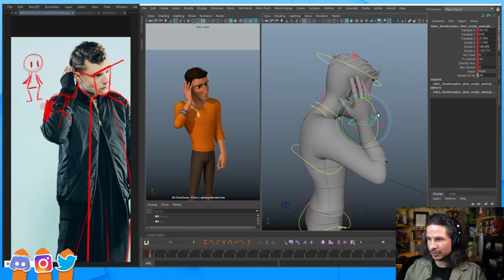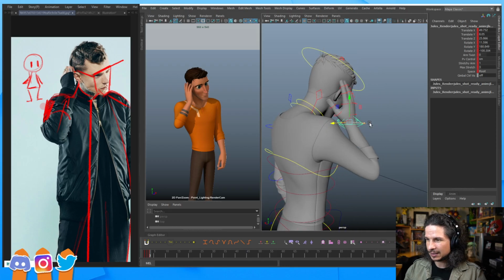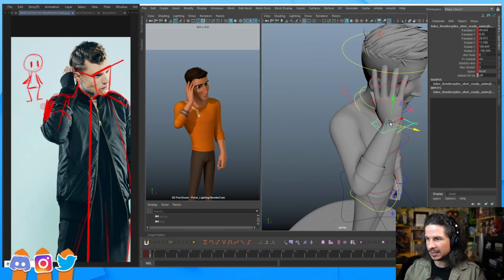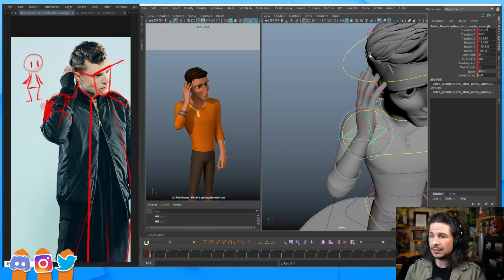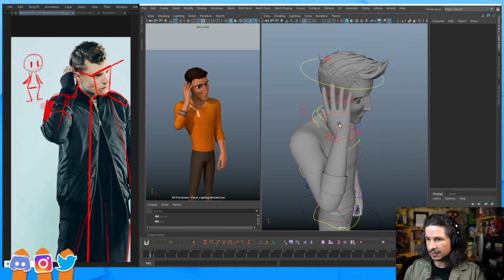So we've got the shoulder in place now. We can readjust the hand ever so slightly. I just want to tweak that a little bit. I want a little bit of negative space between his head and his hand. That way we can see that he's not pressing his hand against his head. We can actually see it a little bit right here too. So it's good to keep that in mind.